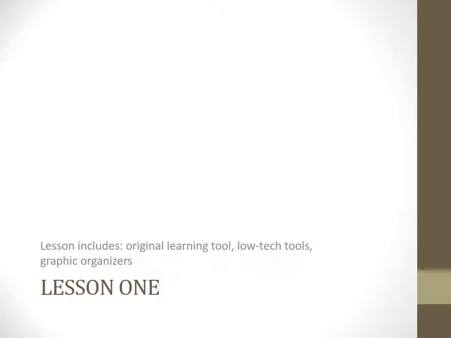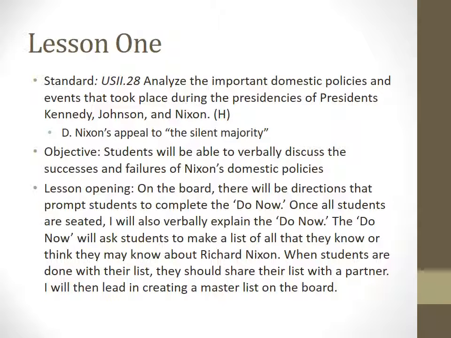So this is Lesson 1. Lesson 1 will be the first one in the unit. It will transition from Johnson into Nixon. The lesson includes original learning tools, low-tech tools, and graphic organizers. So Lesson 1 looks at the standard of the domestic policies of Nixon and his appeal to the silent majority. The objective is that students will be able to verbally discuss the successes and failures of Nixon's domestic policies.